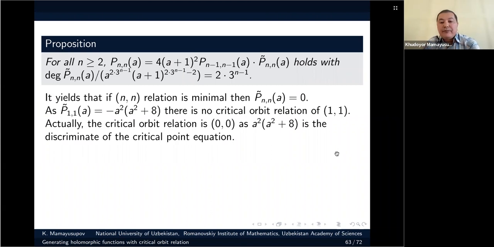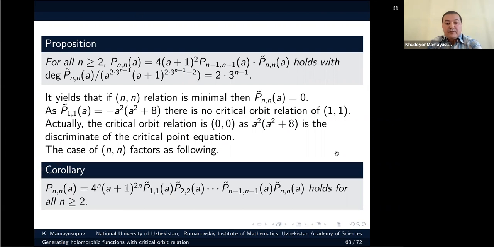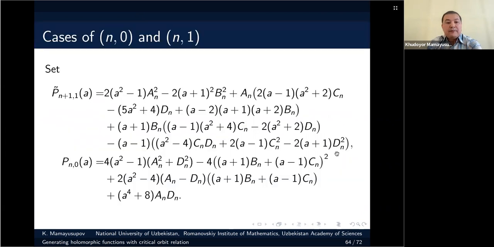Well, this a square times a square plus 8 is actually the discriminant of the critical point equation. When it's 0, then points collide, the critical points collide. So then it is a (0,0) relation. And we have this factorization similarly.